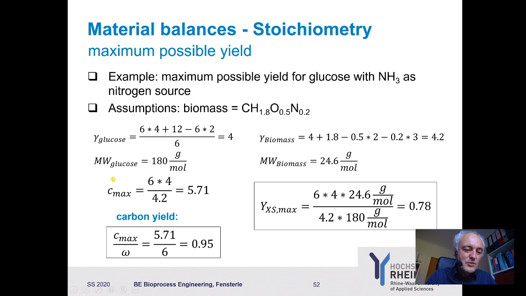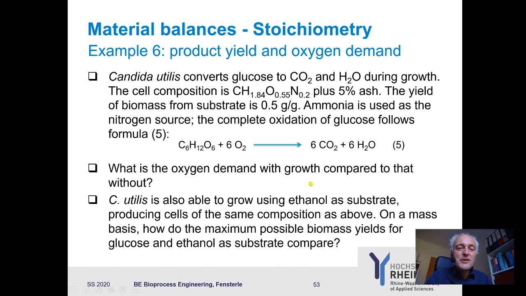So 5.71 is our stoichiometric coefficient directly coming off our electron balance. And then we can say, if we divide it by the number of carbons, that 95% of our carbons go into our substrate at maximum. That's the carbon yield. Okay. Now we have the next example.